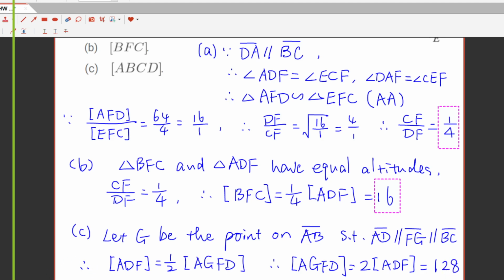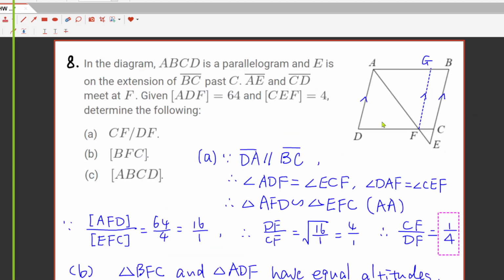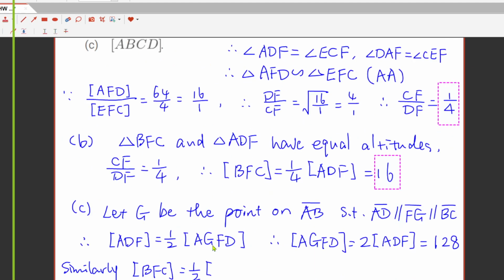And similarly, the area of triangle BFC is half of the parallelogram on the other side, GBCF. BFC is here, half of GBCF. And therefore we have the area of GBCF is twice the area of BFC, which is 32, right?